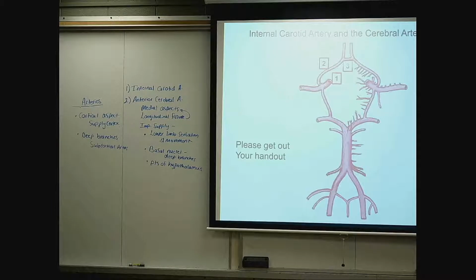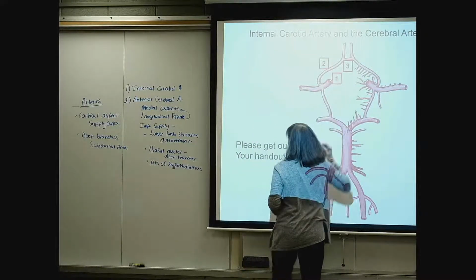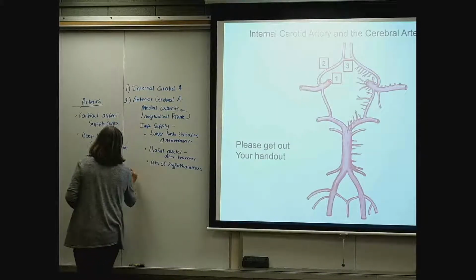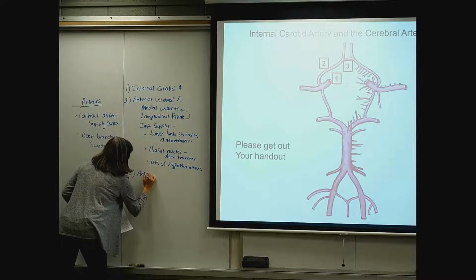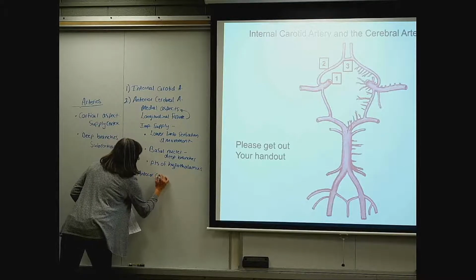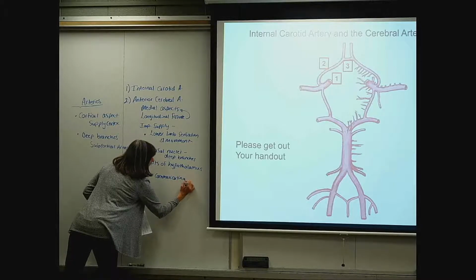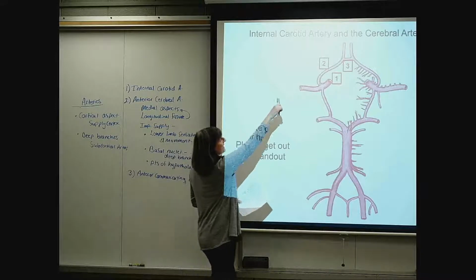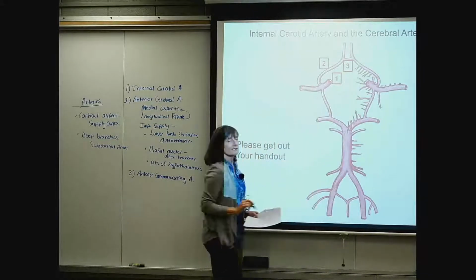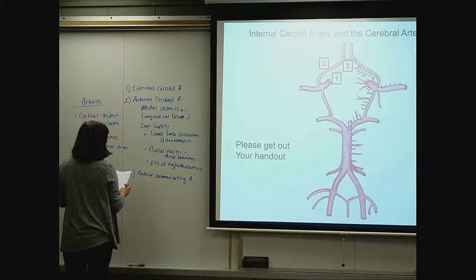So our next artery is this one right up here. And it has a nice name because it tells you exactly what it does. This is called the anterior communicating artery. And so the anterior communicating artery is going to connect the right and left sides of the cerebral arterial circle. So that has a nice simple function.